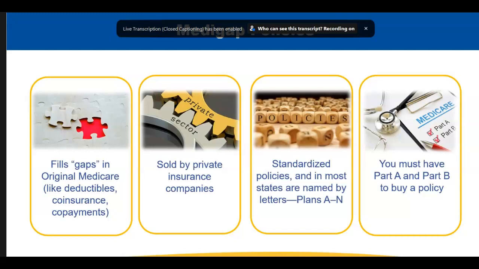absolutely useless. One other point I'd like to make is that Medigap policies cover only one person. It is not a family plan. So if the husband and wife both want Medigap coverage, each of them has to purchase their own individual policy. And each individual also will have to pay their individual Part B premium. Next slide, please.